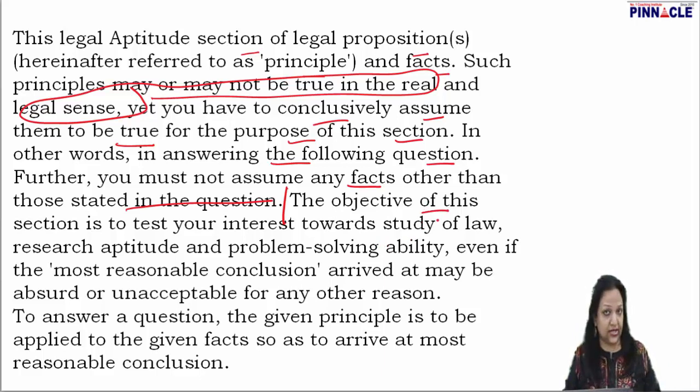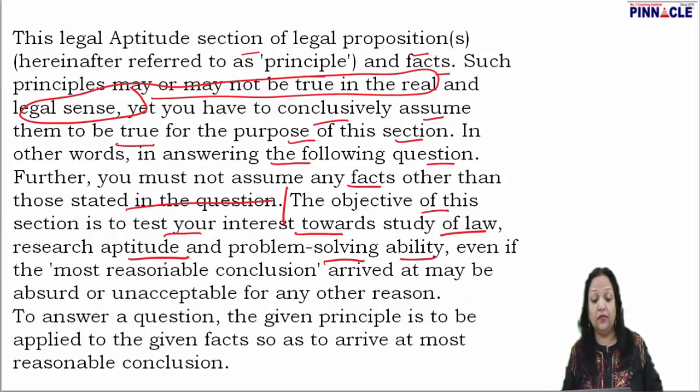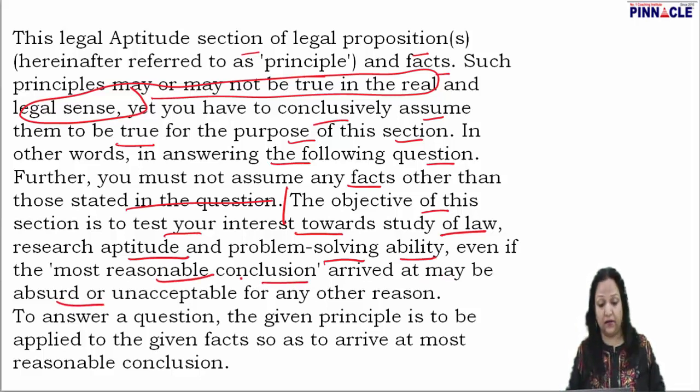What is the objective of this legal aptitude section in your entrance exams? The objective of this section is to test your interest towards the study of law, research aptitude and problem solving ability, how logically and how well in a coherent way you can think. Even if the most reasonable conclusion at which you have arrived seems absurd to you or unacceptable for any other reason, to answer a question, the given principle is to be applied to the given facts, and then you have to come to the most reasonable conclusion. This is what you have to do.